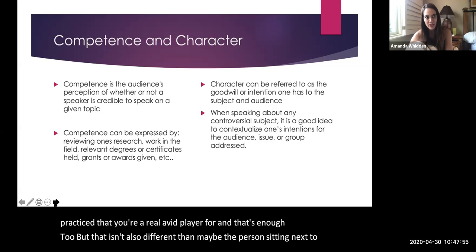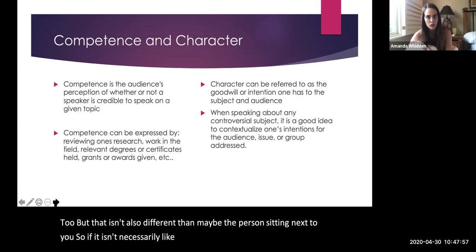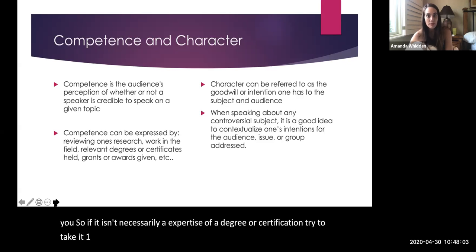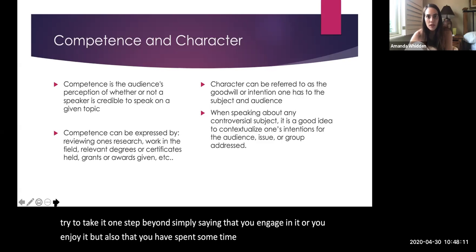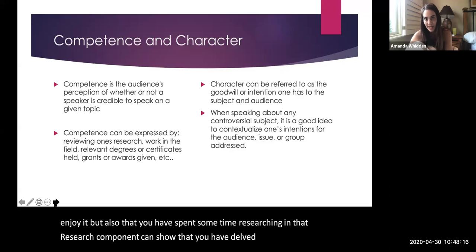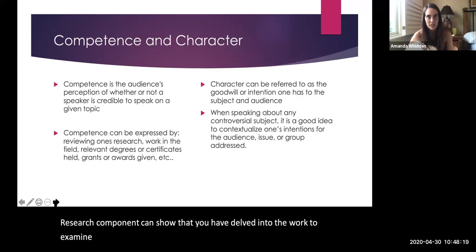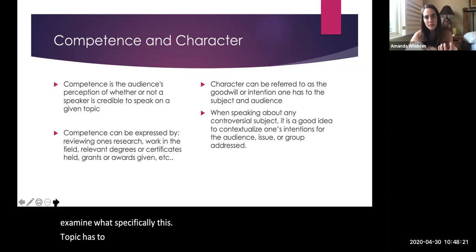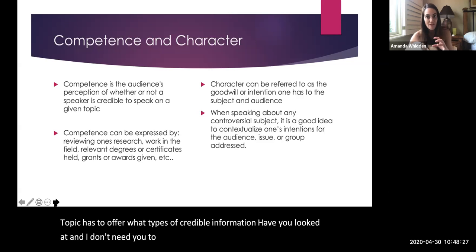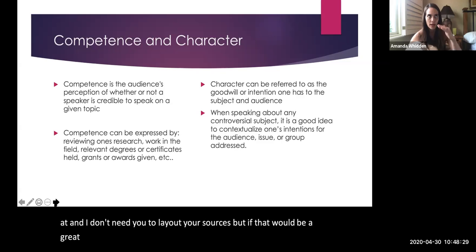So if it isn't necessarily an expertise of a degree or a certification, try to take it one step beyond simply saying that you engage in it or you enjoy it, but also that you have spent some time researching it. That research component can show that you have delved into the work to examine what specifically this topic has to offer. What types of credible information have you looked at? And I don't need you to lay out your sources, but if that would be a great way to imply your credibility, you could do so as well.